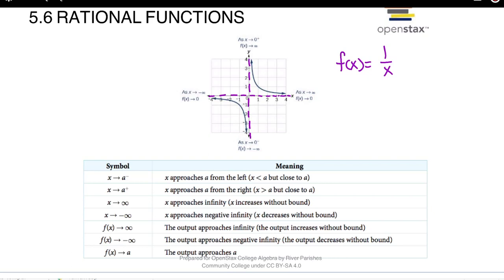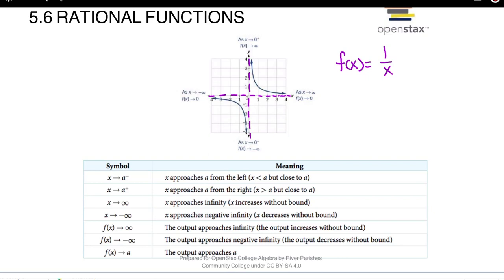On the right-hand side, we see 2 behaviors. As x is approaching 0 from the right, so notice they put 0 plus, the f of x is going to infinity. And as x is approaching infinity, what's happening to the graph? It's getting closer and closer to this 0, and it's never going to cross it.